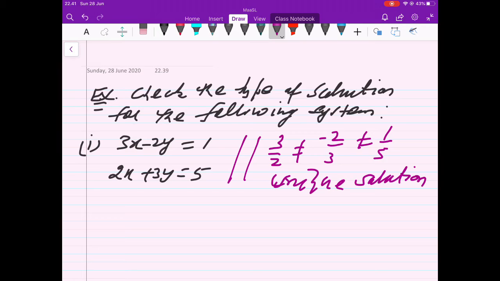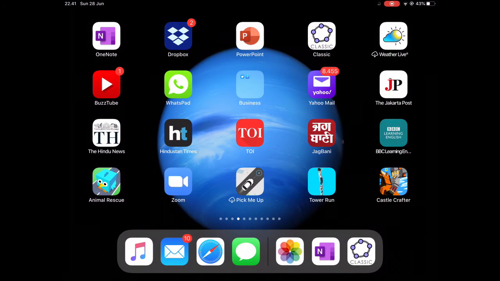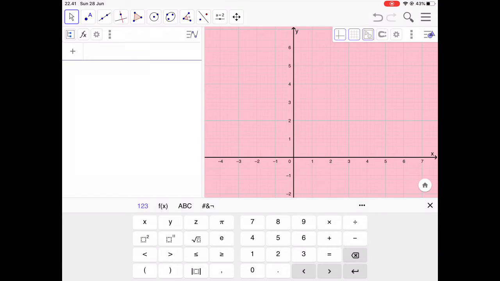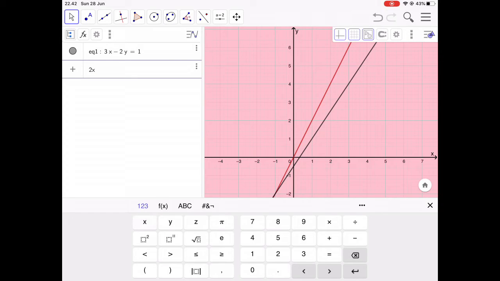Now I can show you this with the help of GeoGebra as well. Let's input these two equations. First equation is 3x minus 2y equal to 1. So we have one equation. Then we have the second equation, 2x plus 3y equal to 5.